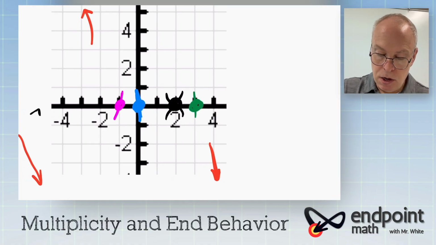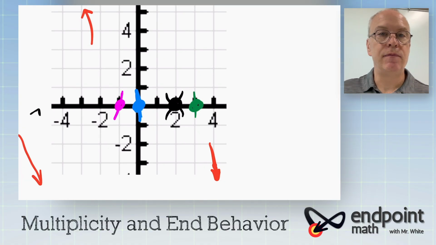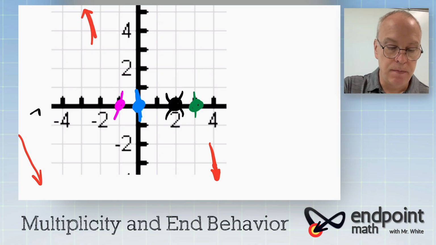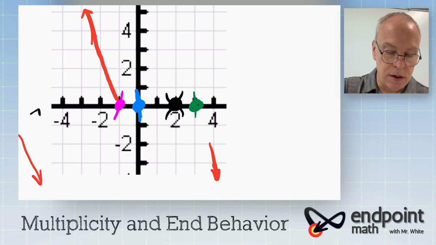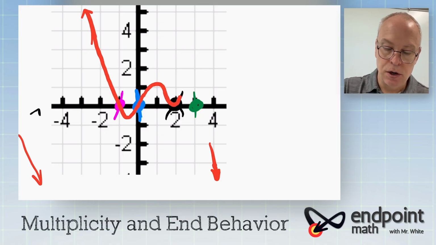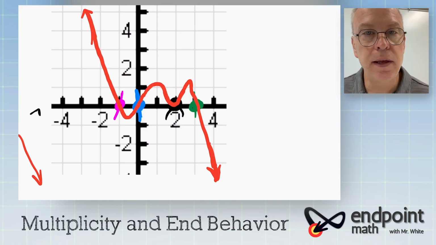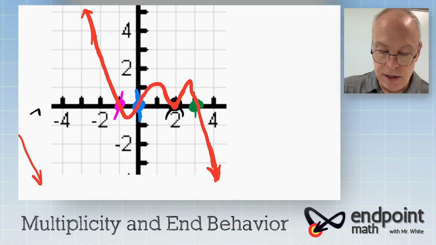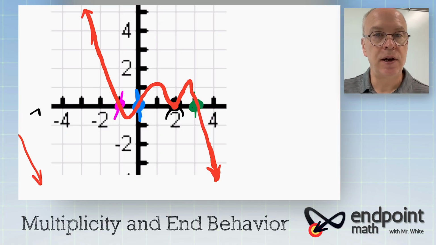Here we go. Let's travel left to right. We'll start up here. We're traveling down. We have to cut through. We turn around. We cut through. Now we turn around. We just touch. We go up, and then we cut through, and we connect to our end behavior. A really rough drawing, but you see that that one did just touch there at x equals 2.